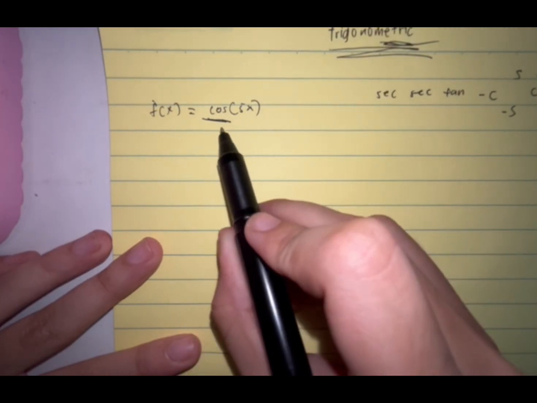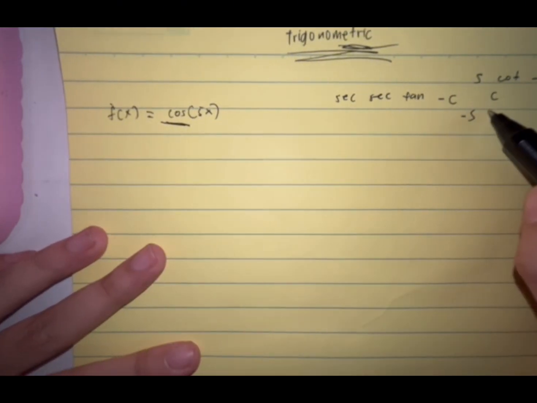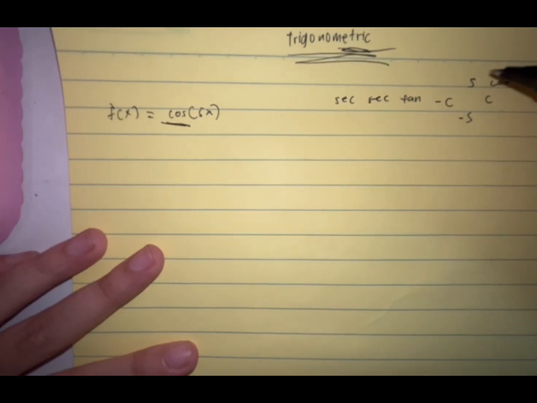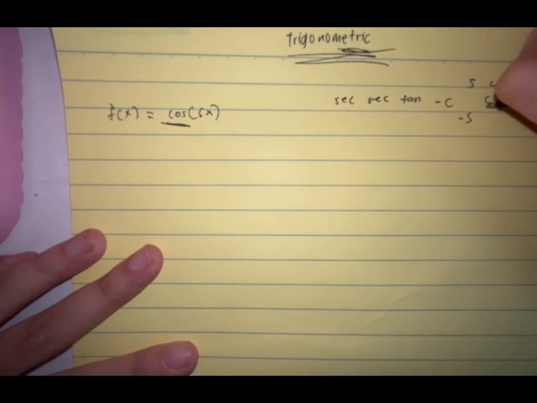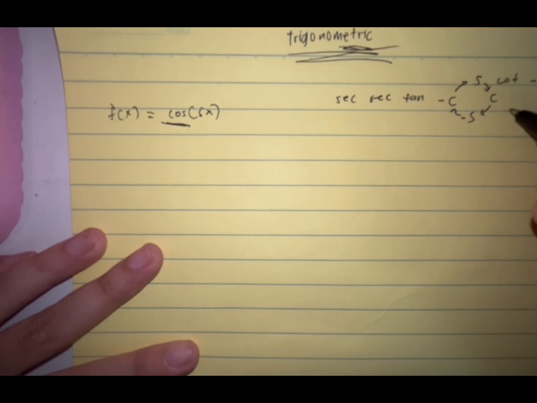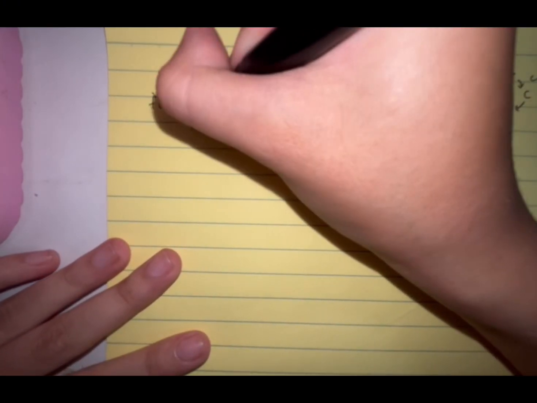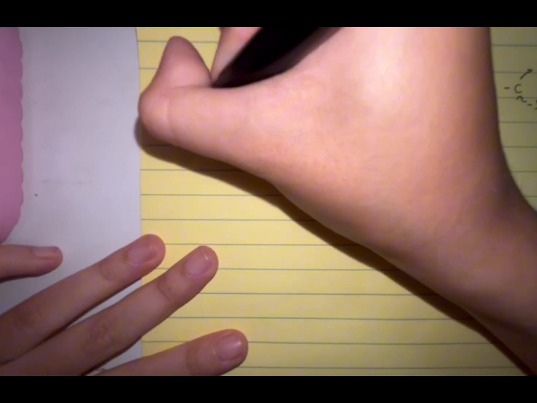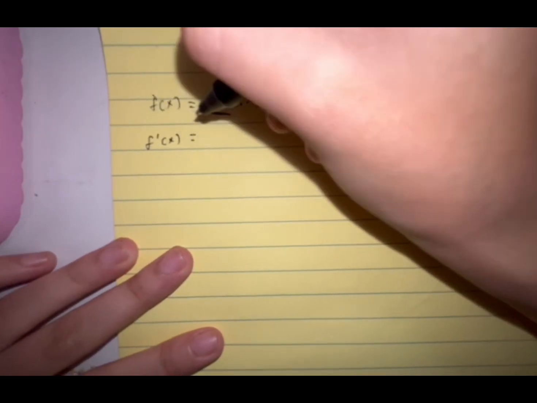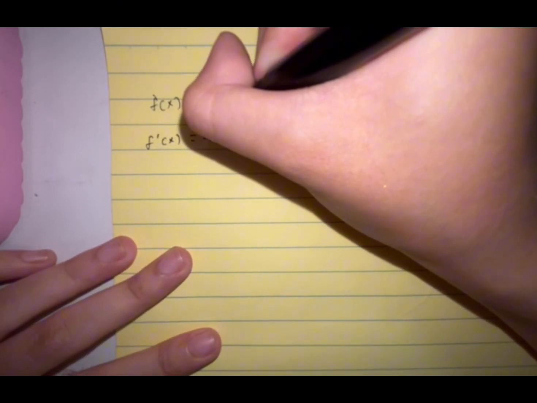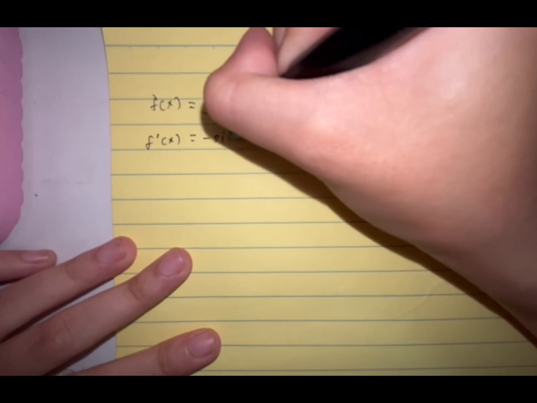So, paano mo siya i-derivative? Tignan mo kung asan siya dito sa ating pabilog, kasi ganito yung ikot niya. So, dahil nga cosine siya, positive cosine, ang kasunod niya is negative sine. So, f prime of x is magiging equals to negative sine.